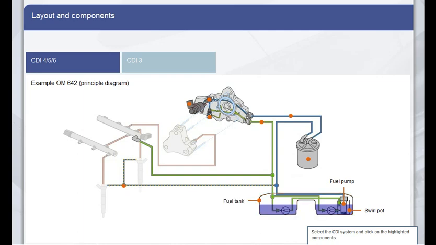The fuel tank contains the fuel and is equipped with 4 suction jet pumps, which draw up the fuel to fill the swirl pot. The leak oil line takes away excess fuel from the injectors. The main fuel filter removes impurities from the fuel by catching them in the filter material.